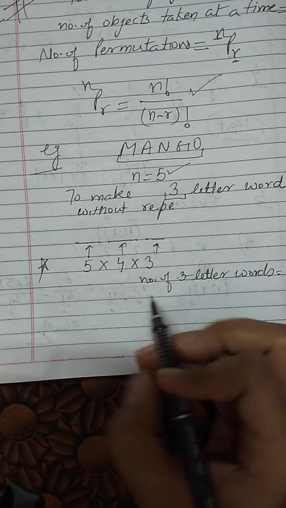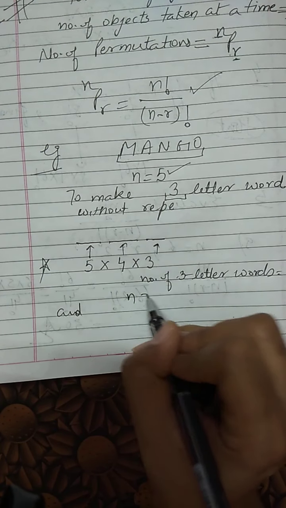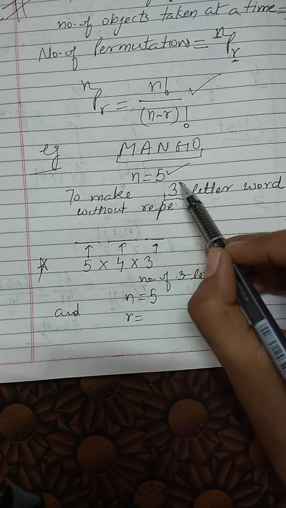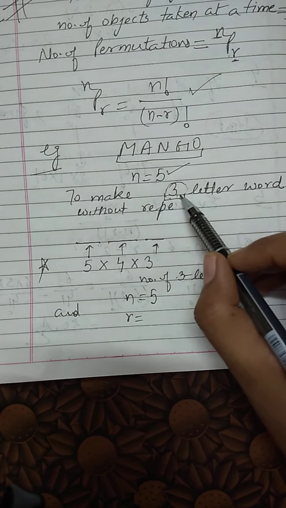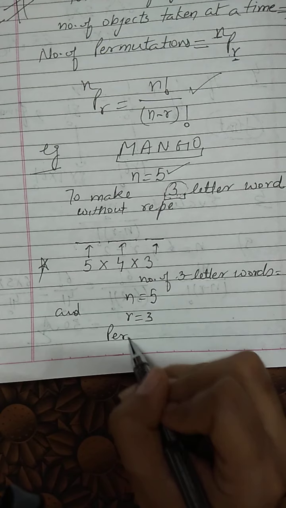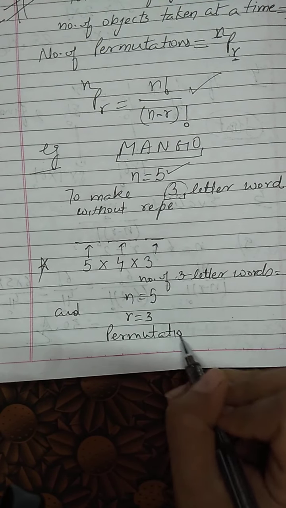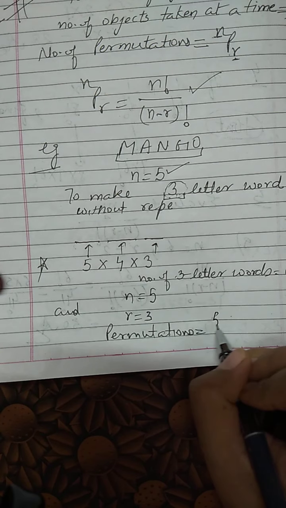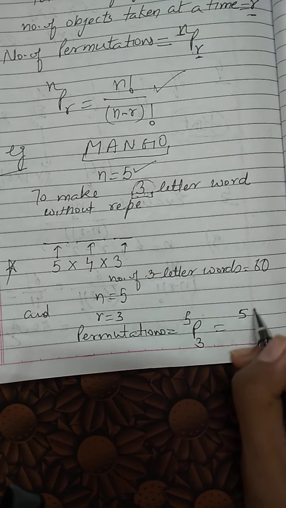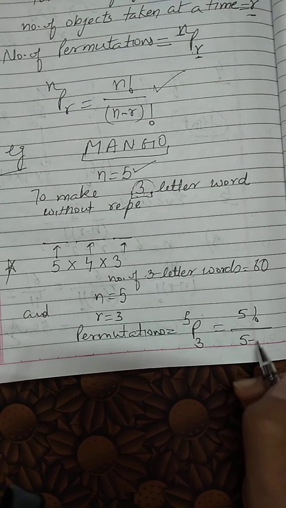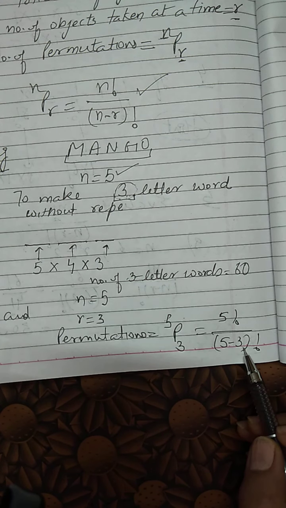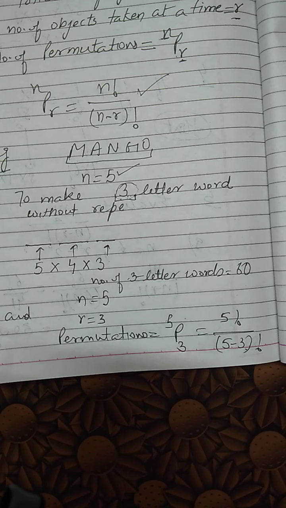Now I will apply this formula, and here n, the total number of objects, is 5. How many objects, that means how many letters am I using at a time? I just need 3 letters, so r will be 3. Therefore the number of permutations will be 5P3, and 5P3 equals 5 factorial divided by (5 minus 3) factorial. So when I solve 5 factorial divided by (5 minus 3) factorial, what will we get here?